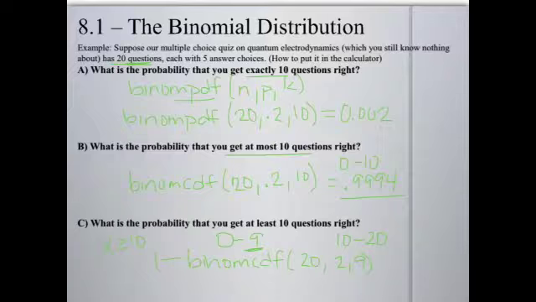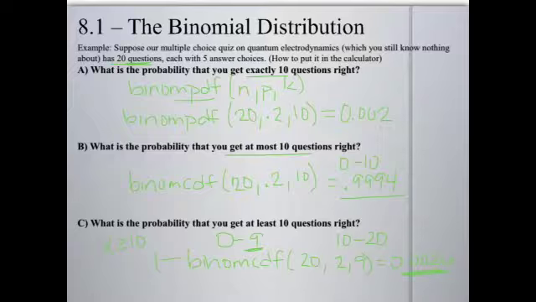Now let's go ahead and plug that into our calculator. And that gives me 0.0026. The probability that you would get at least 10 questions right on a 20 question test that you completely guessed on, spread the word, tell your friends, is 0.002. So not even 1%. So don't even try.